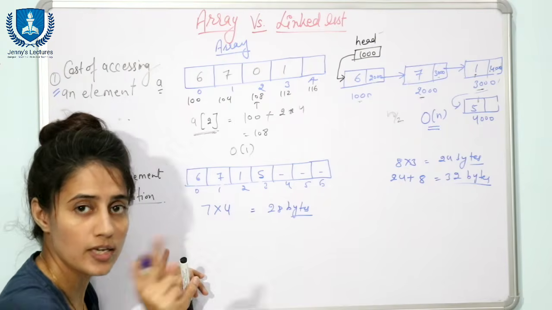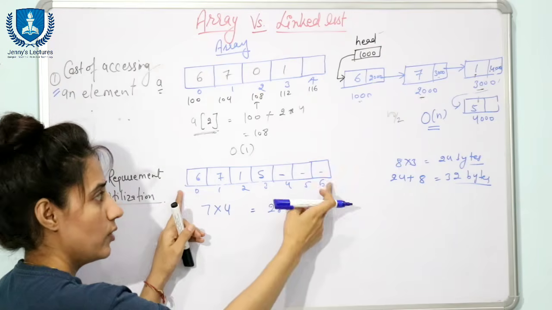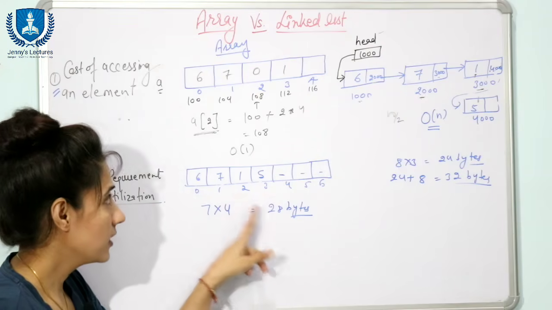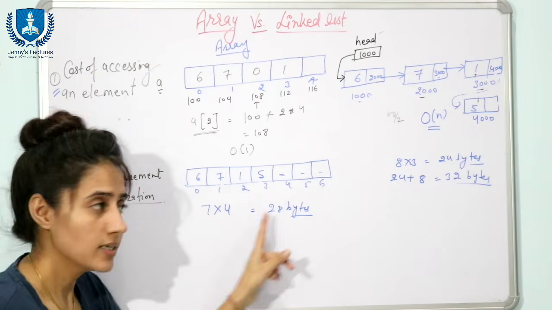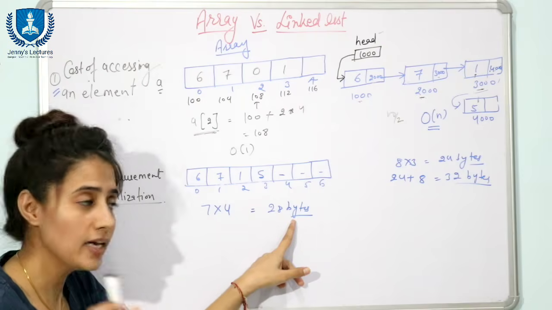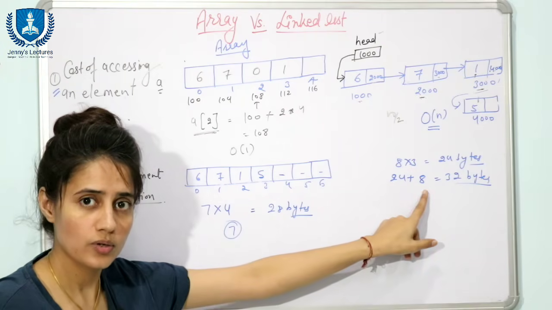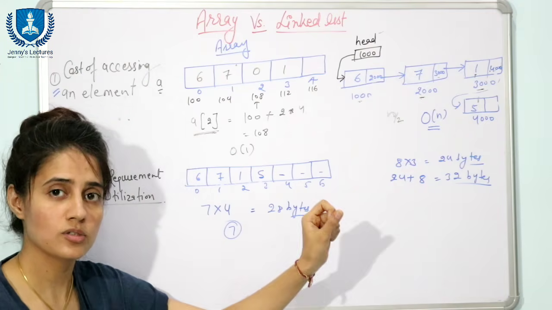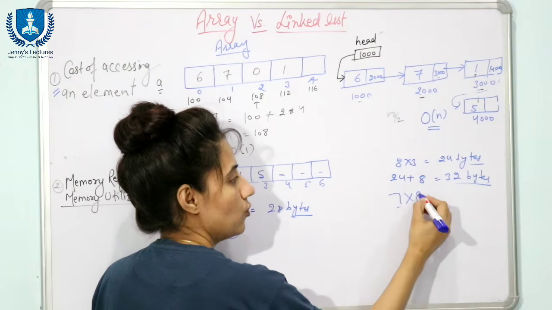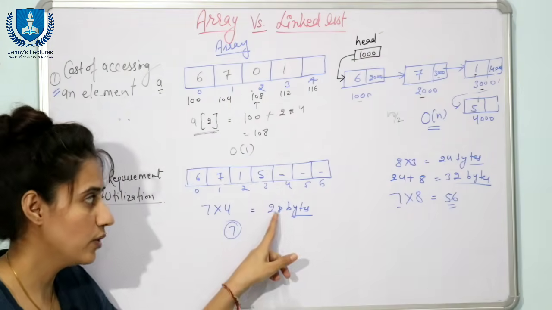But here, if you want to insert one extra element, then simply you can insert it here. No need to increase this size. In 28 bytes only you can insert this one, right? So this is why I am saying that memory requirement in the case of an array is less than a linked list. In 28 bytes only you can store how many elements? 7 elements maximum. But in this case, if you want to create 7 nodes, then the memory requirement would be 7 into 8, that is 56 bytes, right? And here only 28 bytes.